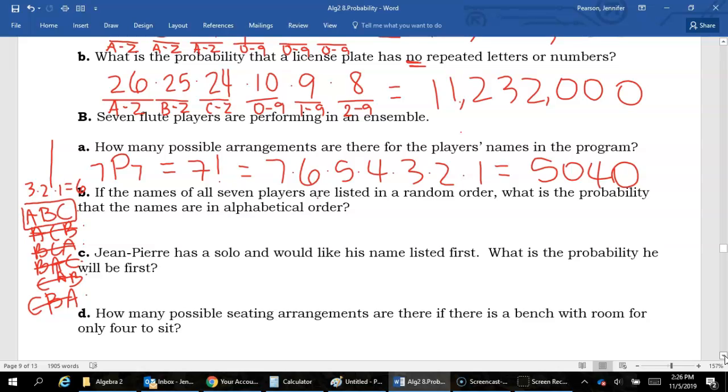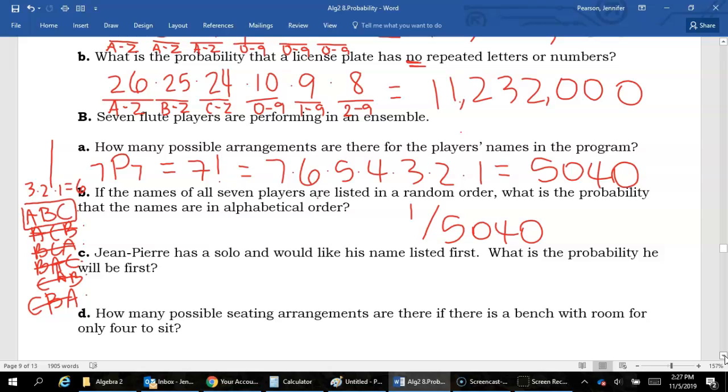And it's actually going to be the same when I have 7 things. There are 5,040 ways to arrange the letters A, B, C, D, E, F, G. But only one of those ways is going to be A through G. The other 5,039 ways are all going to be some random scramble of that. So only 1 out of the 5,040 are in alphabetical order. Letter C. Jean-Pierre has a solo and would like his name listed first. What is the probability he will be first?